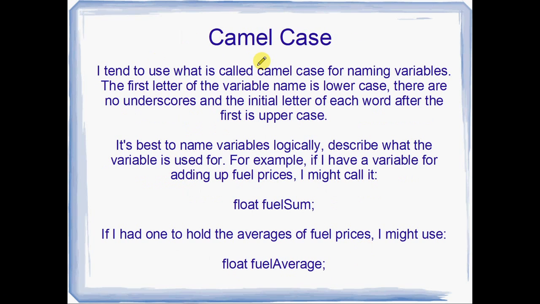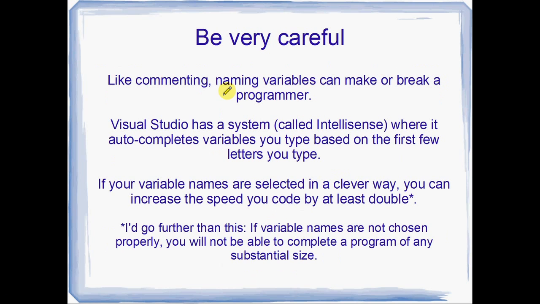Okay, that's good. I tend to use camel case. A lot of people do nowadays for naming variables. And this is where the first letter of the name is lowercase, and there's no underscores, but the initial letter of each word after the first one is uppercase. So if I had to name a variable called fuel sum, I might do this, fuelSum with a lowercase f and an uppercase S, or I might do fuelAverage like this, lowercase f and uppercase A. Yeah, that's called camel case. Like commenting, naming variables can make or break a programmer.